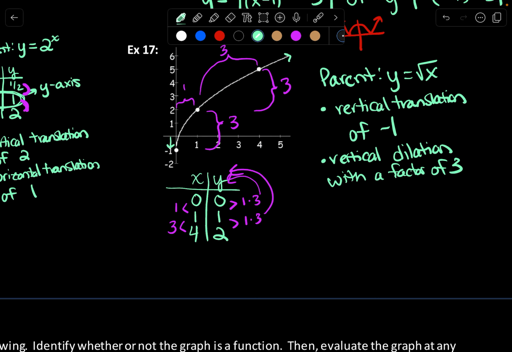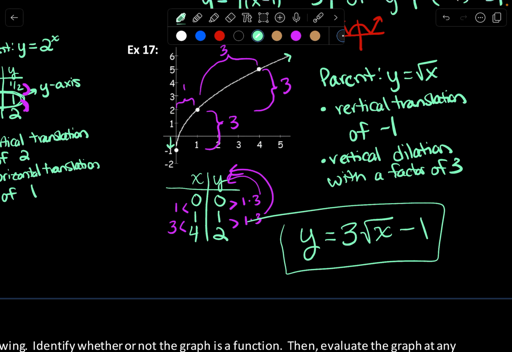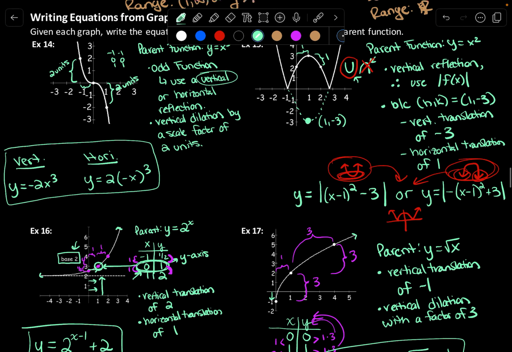All right, so that means our function is going to be, we have a vertical dilation of 3 times the square root of x, and then a vertical translation of -1. All right, hope this helps.